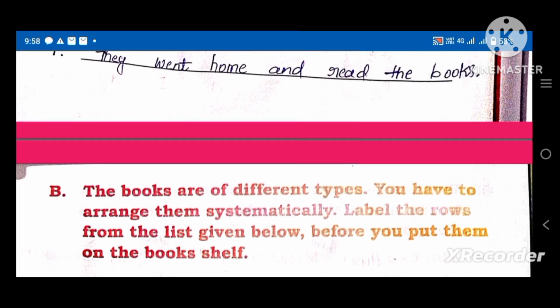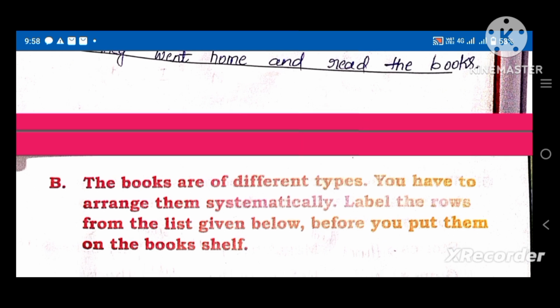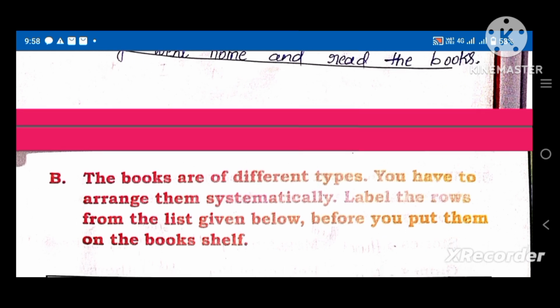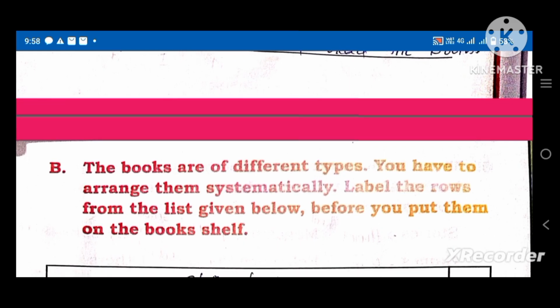Question B. The books are of different types. You have to arrange them systematically. Label the rows from the list given below before you put them on the book shelf.